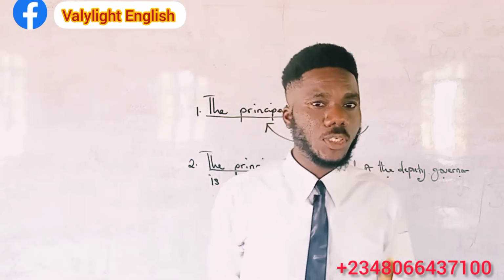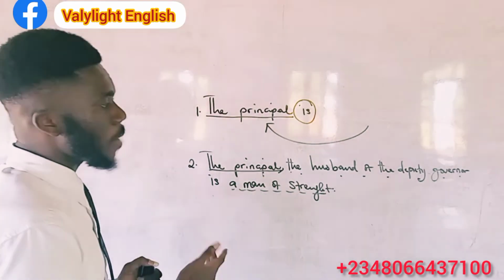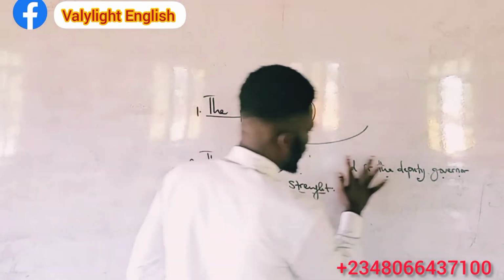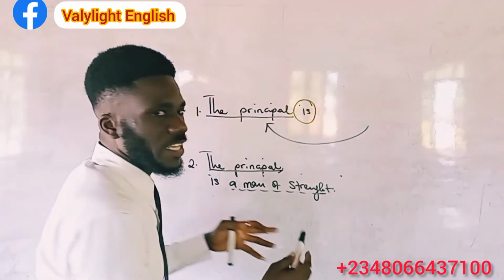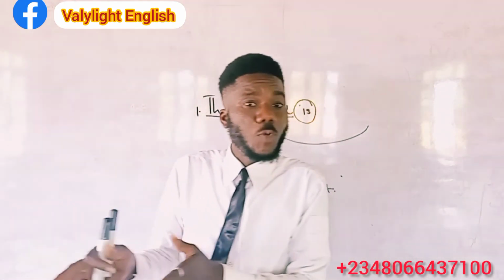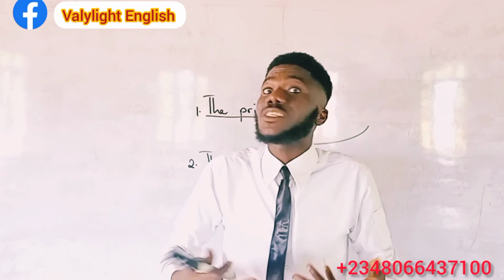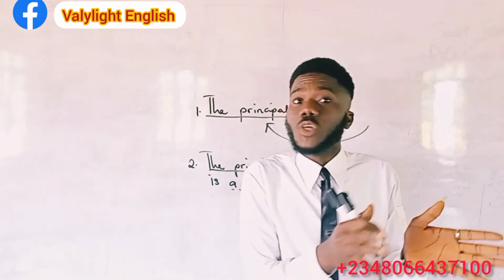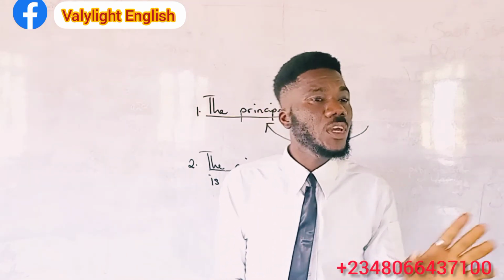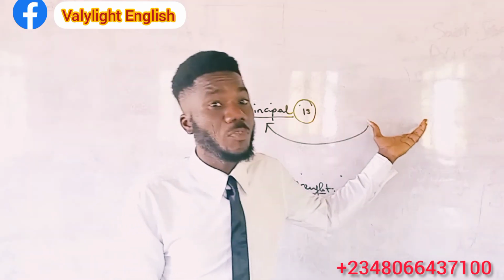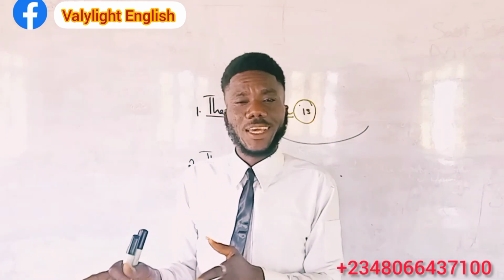But if you talk about an apposition, take a look at what we have in the sentence number 2. The principal, the husband of the deputy governor, is a man of strength. Somebody might decide to take away this, the husband of the deputy governor. And what you have here, the principal, is a man of strength. It is still complete, telling you that that group of words functioning as the apposition to the subject is only there to give you more information. Information that the sentence can still go without. That is to say that even if the information was not added, the sentence will still be complete, having its meaning. Unlike what you have in the case of the subject complement, where you remove it and the sentence is no longer complete. Now that is how you know an apposition from a complement. I believe this is understood.